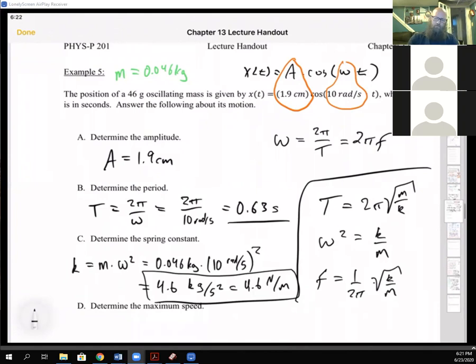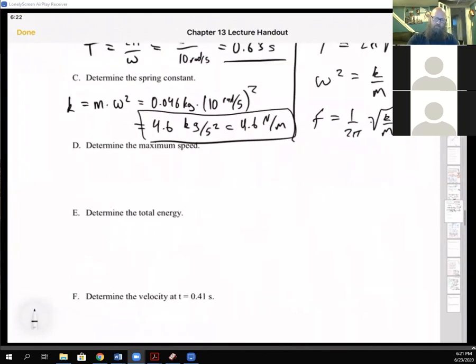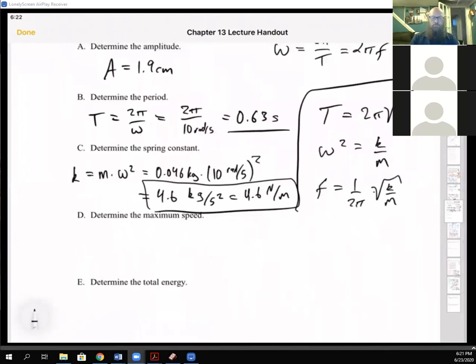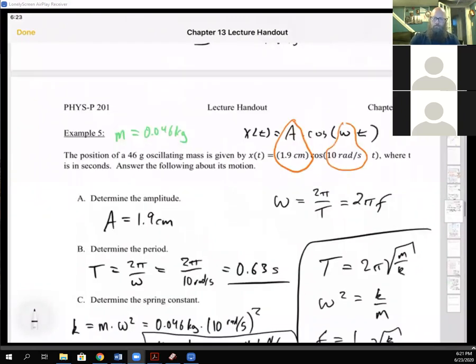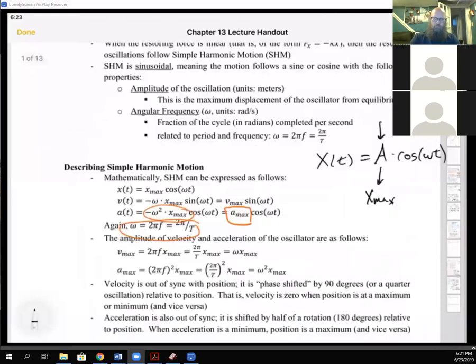All right, okay, so let's just do these last two and then move forward. These two, D and E, we'll leave F. Leave F out in the cold. So determine the maximum speed. So Vmax, we have an equation for that. Right, remember, just going to the front of the handout.